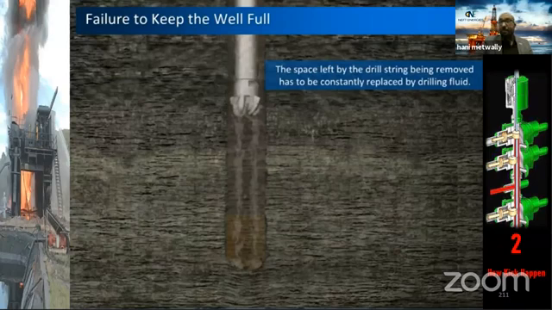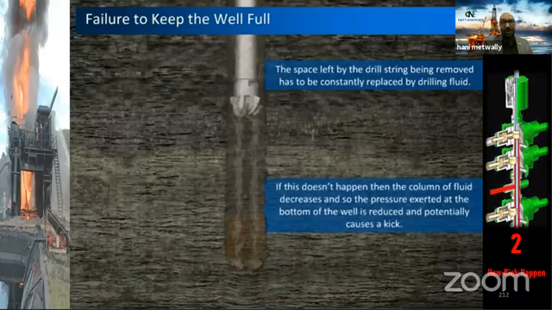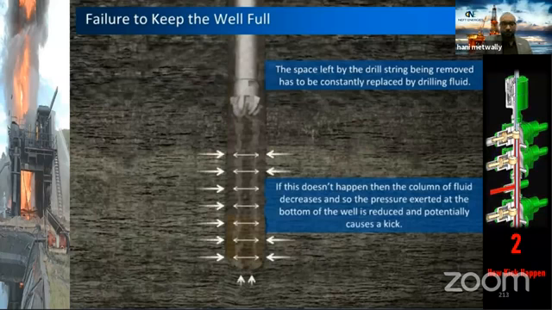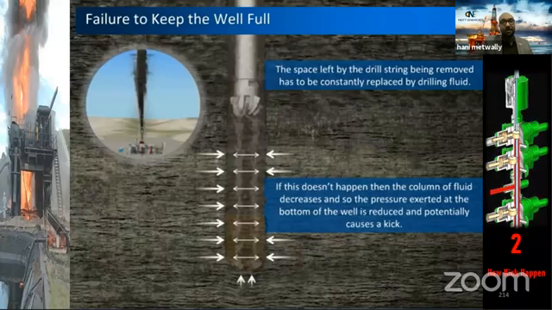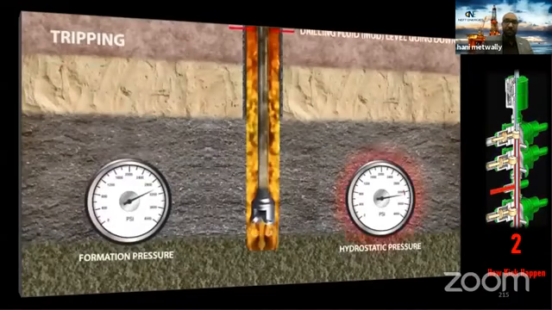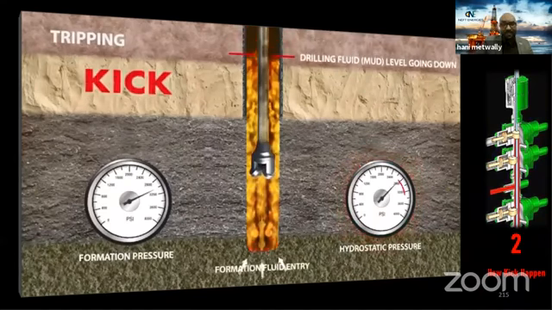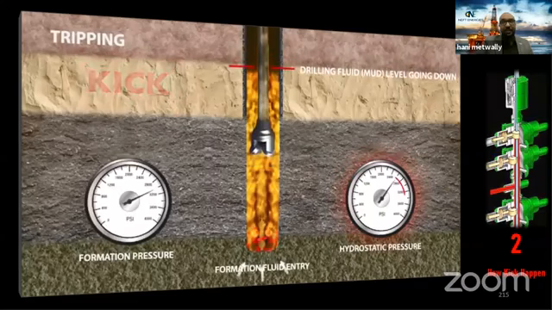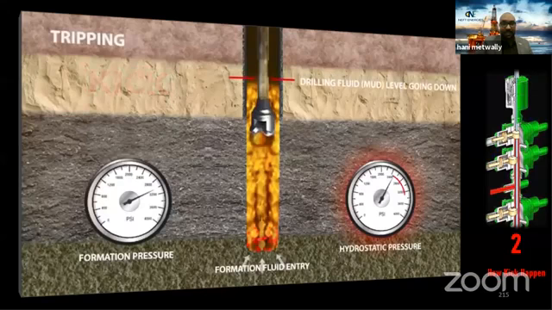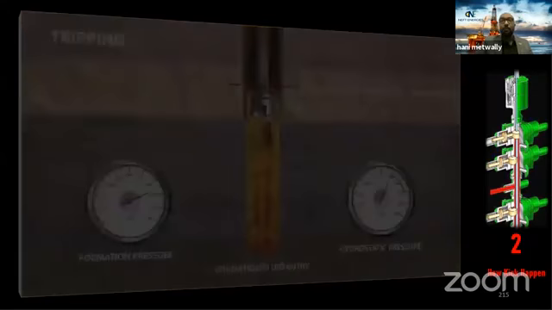So the space left by the drill string being removed has to be continuously replaced by drilling fluid. But if it doesn't happen, you will have a kick, or you will have a blowout if you don't take your first action to control the well, shut in the well. For example, here we have a tripping and we didn't fill up the hole, and the level of the mud started to decrease. So the hydrostatic pressure decreases till you get a kick. So remember, we need to monitor, we need to fill up the hole during trip out.